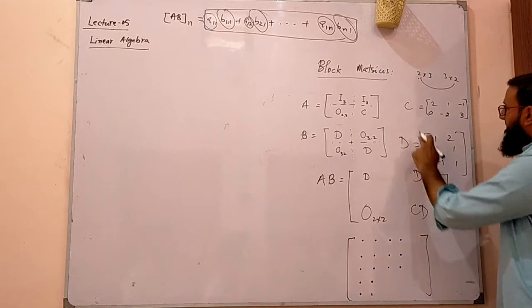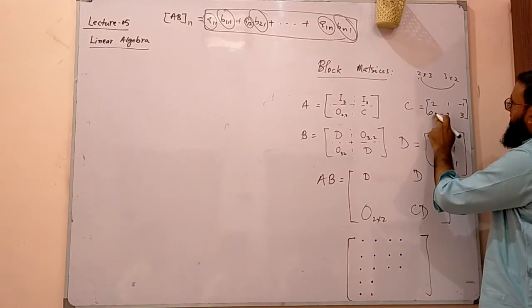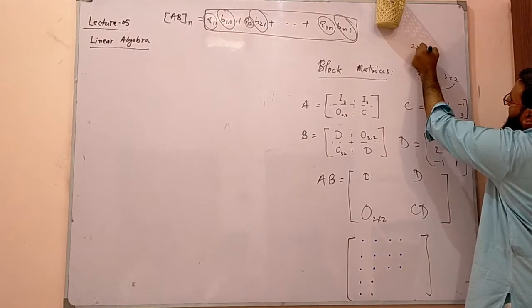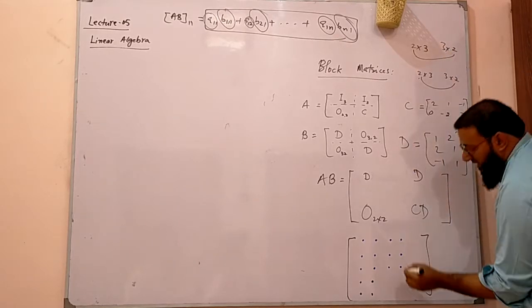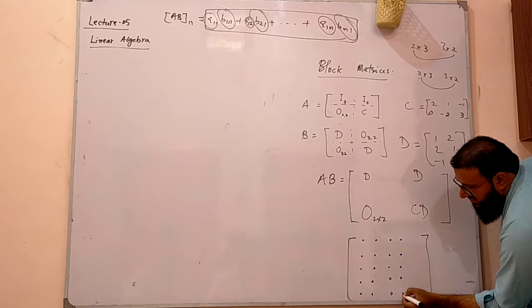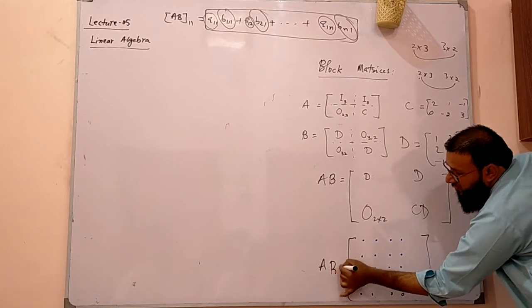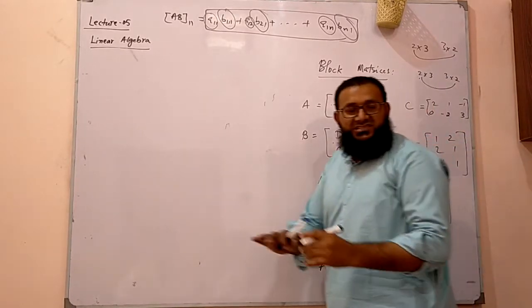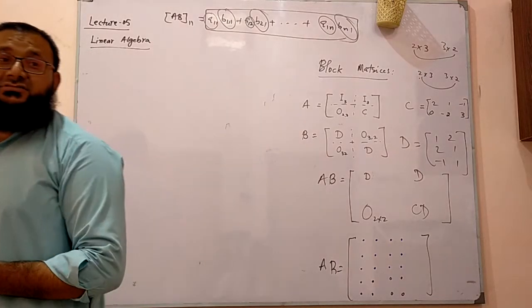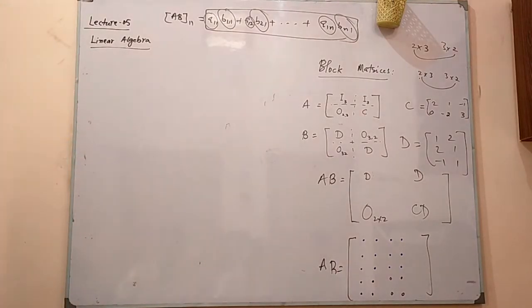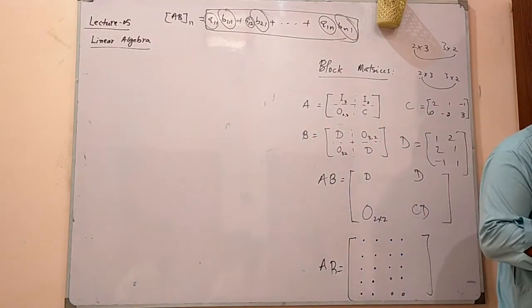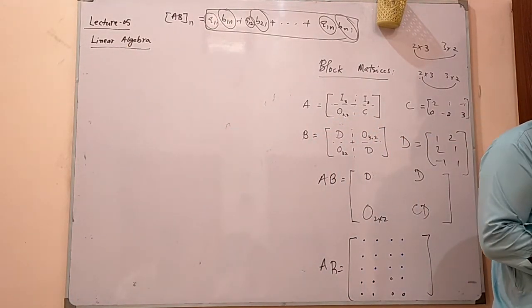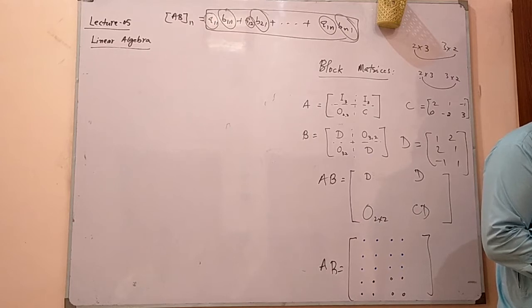And CD, what's the order of C? 2 by 3. D is 3 by 2. So the product is 2 by 2, which means 4 entries. So your multiplication is okay like this. This is just entry-wise calculation of whether we are okay or not. Maybe we will need block matrices, and maybe not.